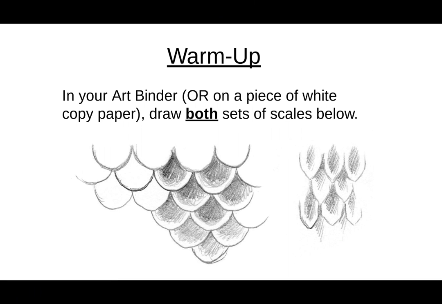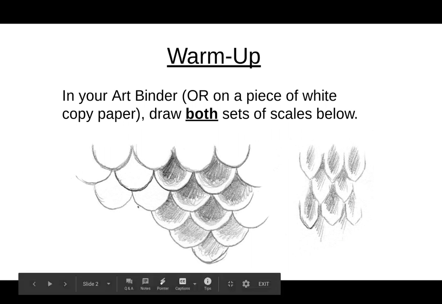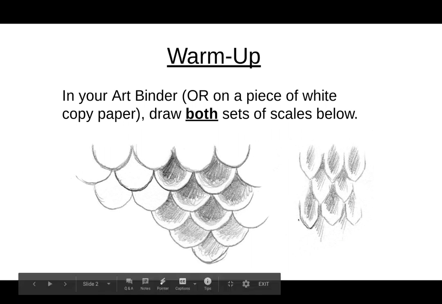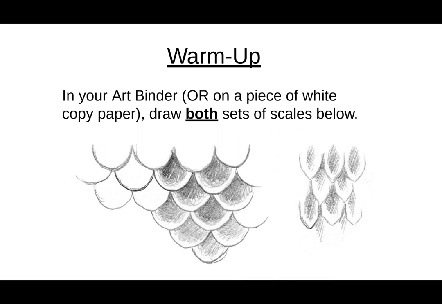Okay, so now here, your warm-up is in your art binder or on a piece of white copy paper. I know you guys don't have art binders at home or your sketchbooks at home. It's totally fine. So just on a piece of paper, I want you to draw both types of scales. Notice how the shapes of the scales are different. The one on the left is more rounded and the one on the right is more kind of like hexagonal. So this is your warm-up.